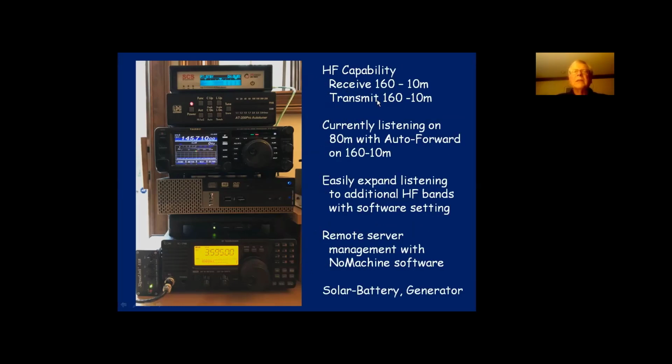So again, this gives us HF capability to receive and transmit 160 through 10. We currently listen on 80 and auto forward on any of the other bands as needed. We could easily expand listening to additional HF bands. It's just a software toggle in the software. We can do remote management using NoMachine software, and the house here has a whole house generator, and we have a large battery, and I have a solar backup for the battery that operates the gateway. So we could stand a power outage for a week or so without too much trouble.